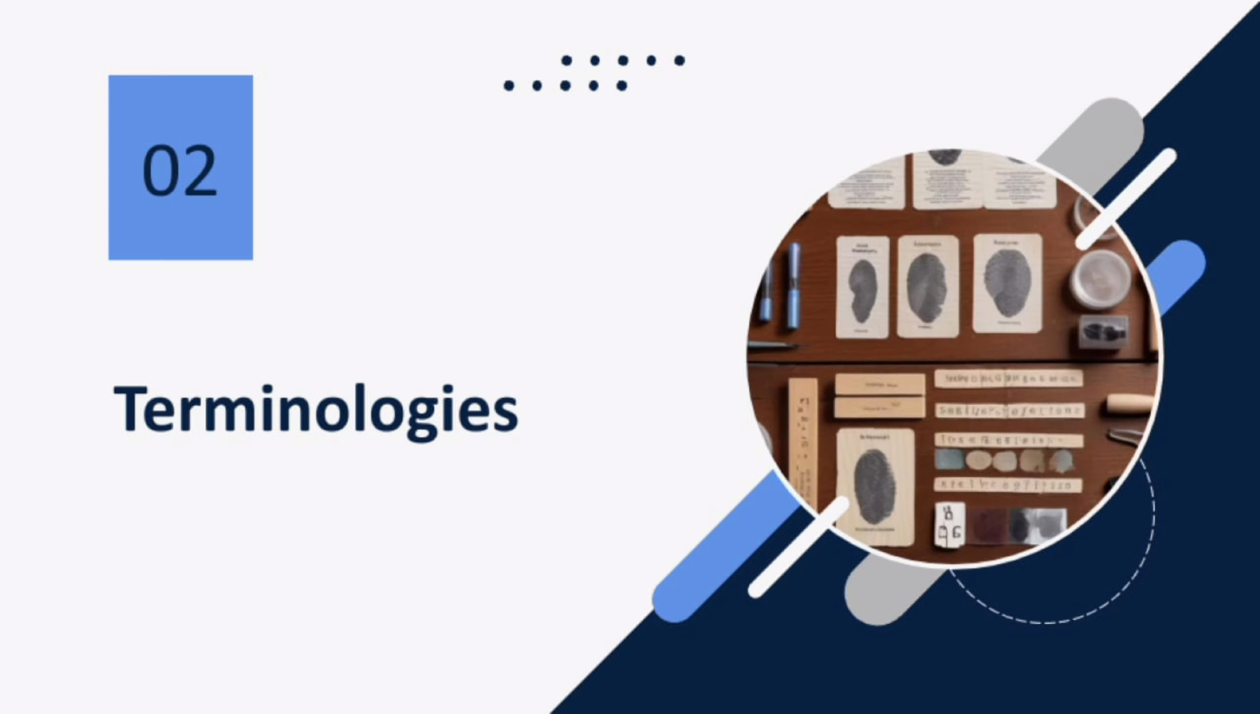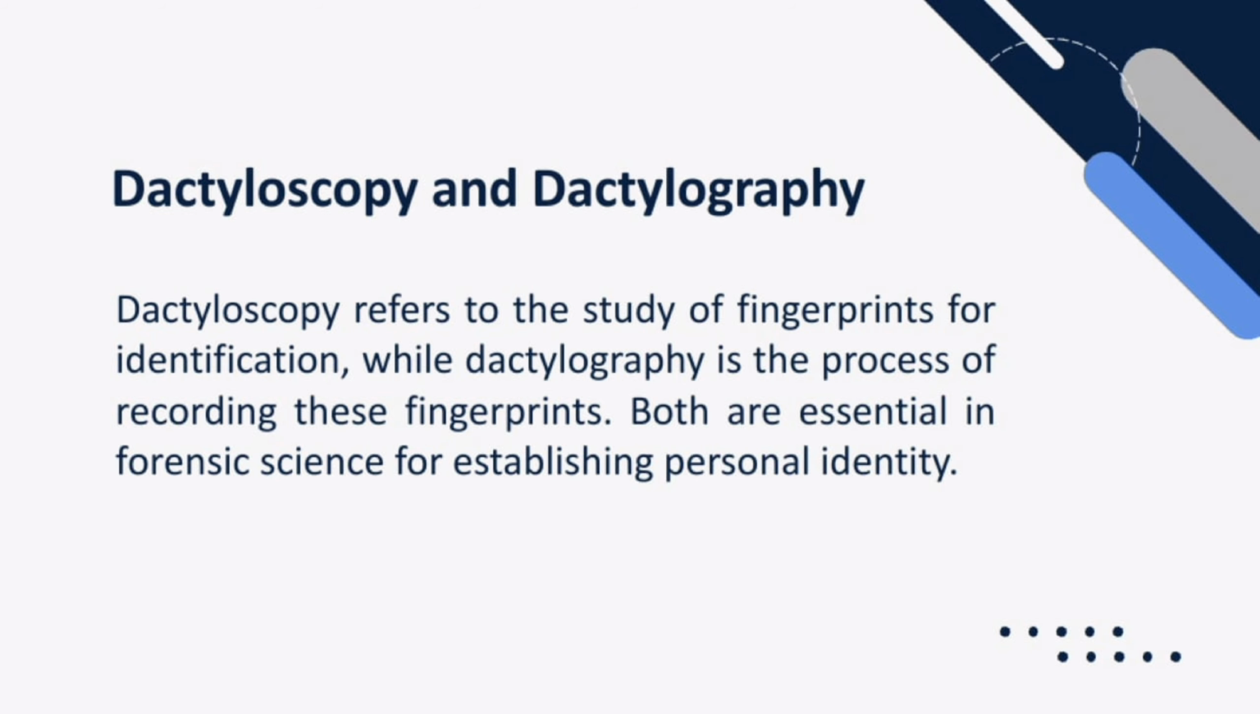Moving to terminologies under forensic dermatoglyphics. First is dactyloscopy and dactylography. Dactyloscopy is the science that deals with the study of fingerprints as a means of personal identification that involves manual comparison of fingerprints. The word dactyloscopy is derived from the two Greek words dactyle and skopein. Dactyle means finger and skopein means to study or to examine. Coming to dactylography, it is the scientific study and analysis of fingerprints as a means of identification.